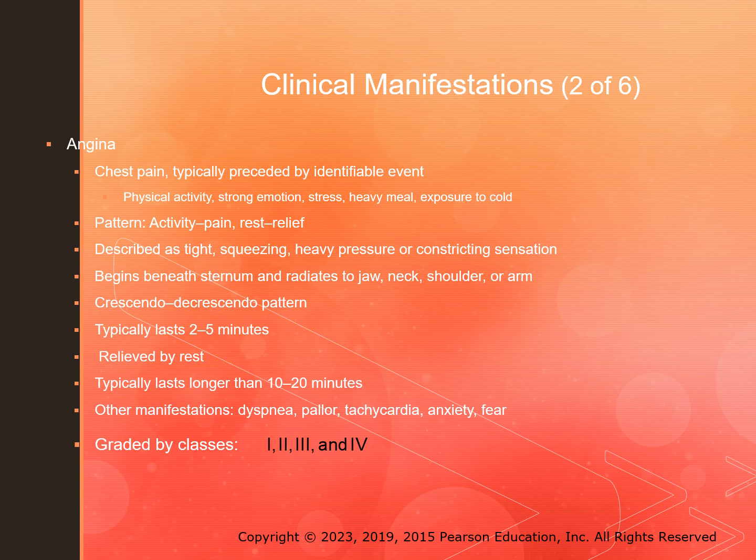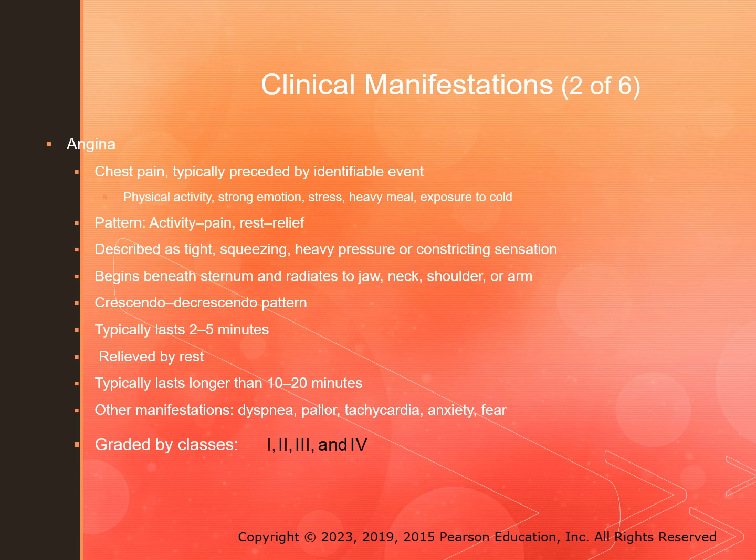Less characteristically, the pain may be felt in the jaw, epigastric region, or back. Characteristic patterns are more commonly seen in men. Females frequently present with atypical symptoms, including indigestion, nausea, vomiting, fatigue, and upper back pain. So you may think you have a virus. Anginal pain usually occurs in a crescendo-decrescendo pattern, increasing to a peak, then gradually decreasing, and typically lasts 2 to 5 minutes. It generally is relieved by rest, so that's angina. Other manifestations of angina include dyspnea, pallor, tachycardia, anxiety, and fear.